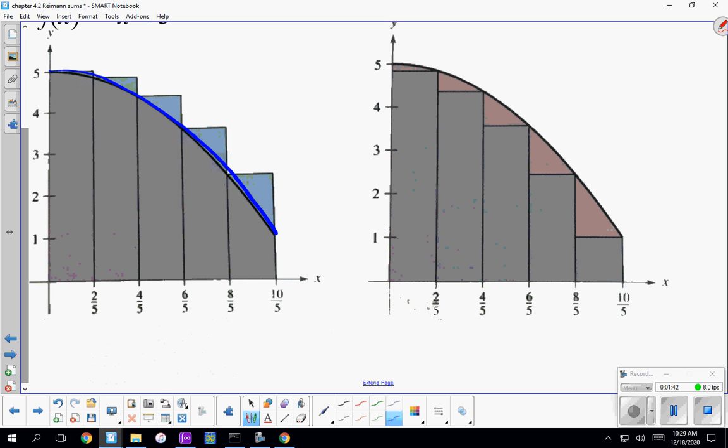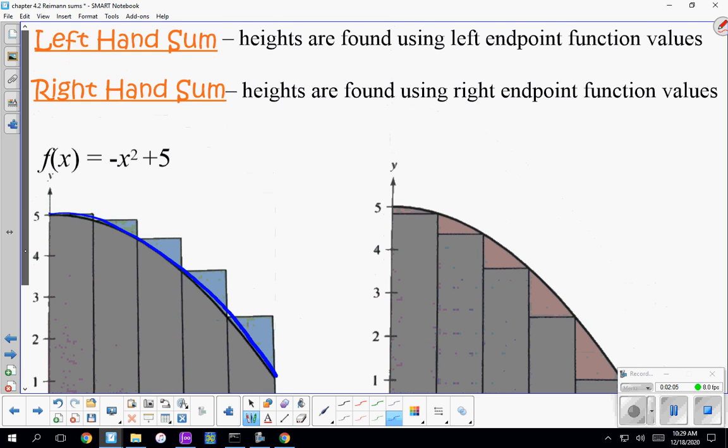So with this example, we're going to have an interval. Here we're starting at 0, and we're going all the way to 2, and we're splitting this up into 5 pieces. So we have one interval here, an interval here, and because we split it up into 5 pieces, each interval is 2/5 of a unit wide. To find our heights, we need to follow our direction. They're either going to ask us to find a left-hand, a right-hand, or a midpoint Riemann sum.